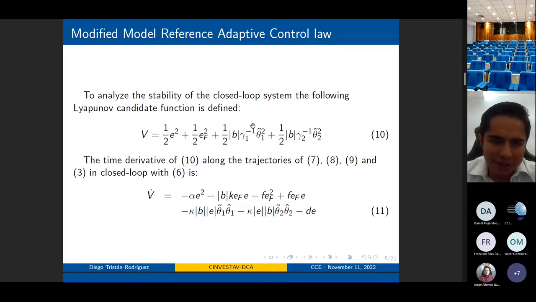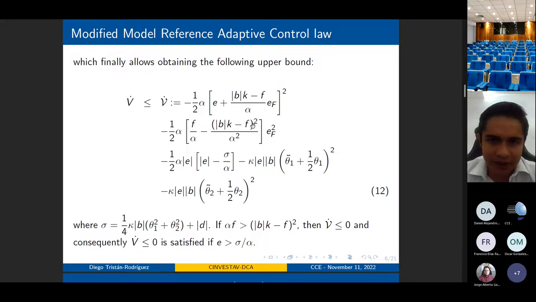To analyze its stability in closed loop, the following Lyapunov candidate function is defined, as in 10, and obtaining its time derivative, we obtain equation 11, from which we obtain the upper bound shown in 12, that we are going to call calligraphic B dot. The sigma is defined as here. And if we fulfill the inequality shown here, the derivative of the Lyapunov function is lower than zero, and therefore the solutions in the closed loop system are uniformly ultimately bounded.